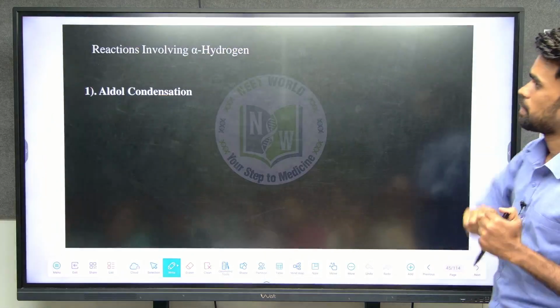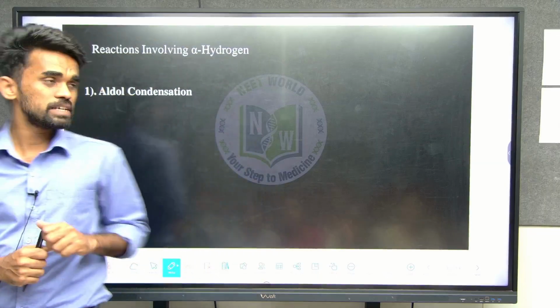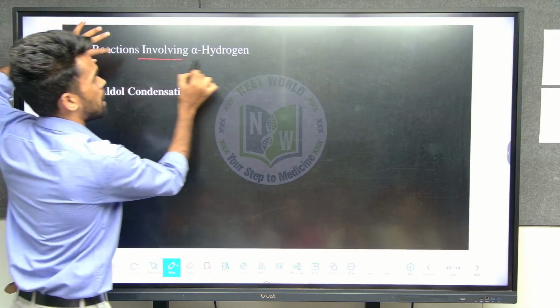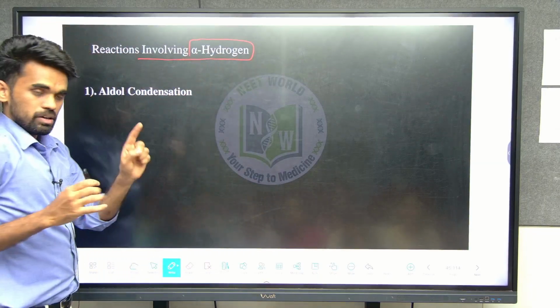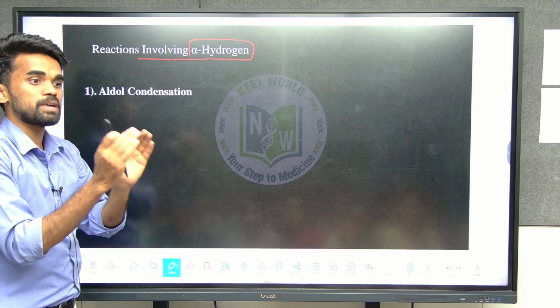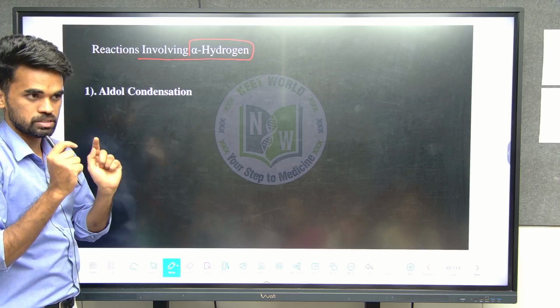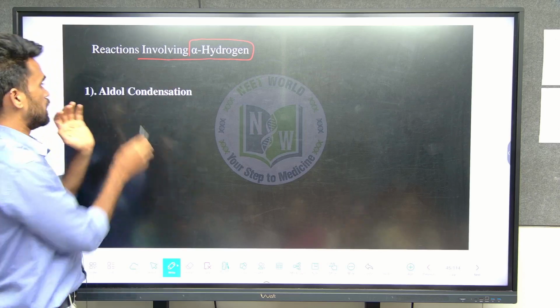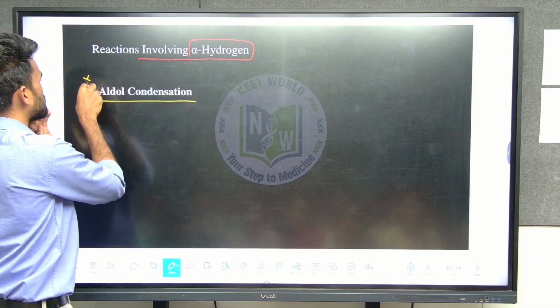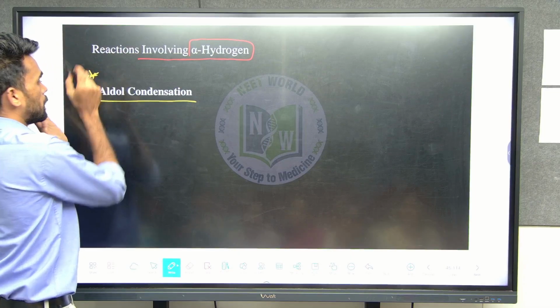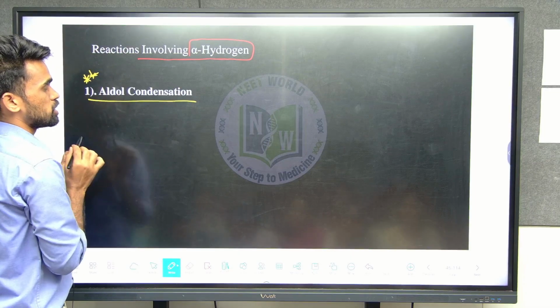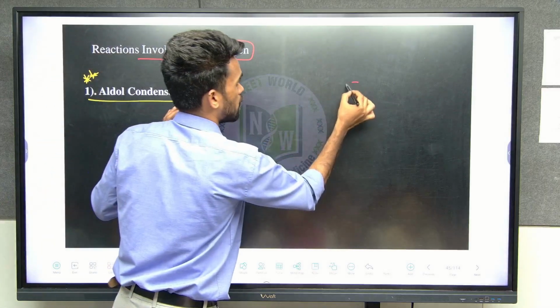Okay, here we have it. Now what it is saying, see, reactions involving alpha hydrogen. It means we are continuing our discussion on chemical properties of aldehydes and ketones. Some reactions are over. Now one important reaction we have is aldol condensation. Just remember, for aldol condensation you first need to know about alpha hydrogen.